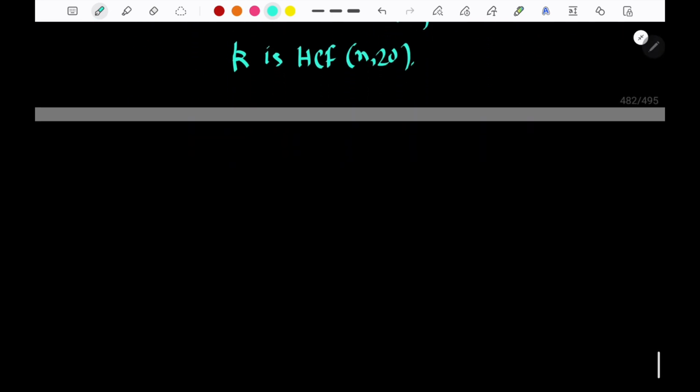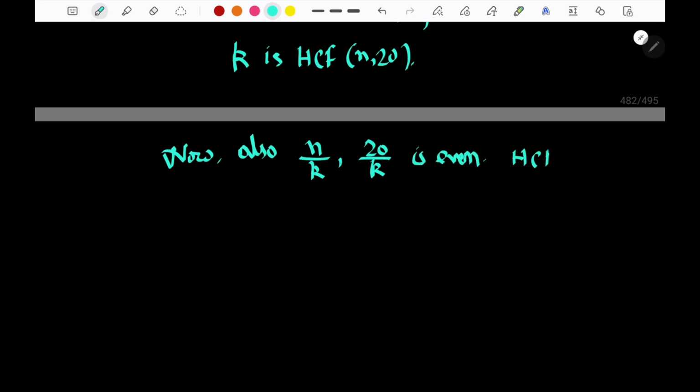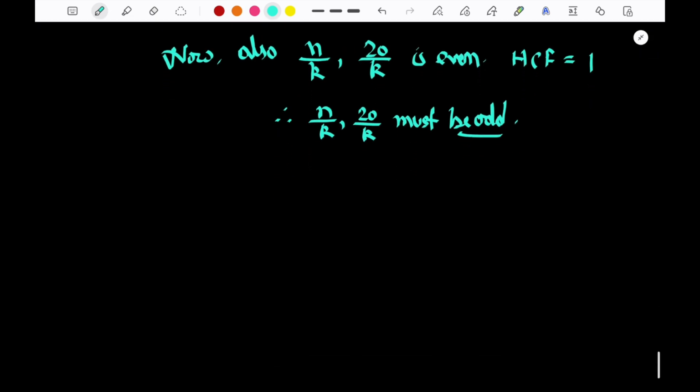If it was even, then there would be a problem. Now also, we know n by k and 20 by k must have HCF equal to 1. So therefore n by k and 20 by k must be odd. Done. So if this is odd, then only we can analyze the condition.